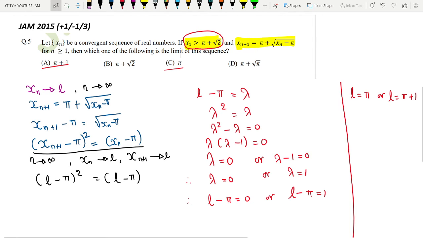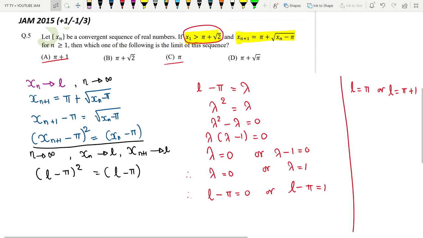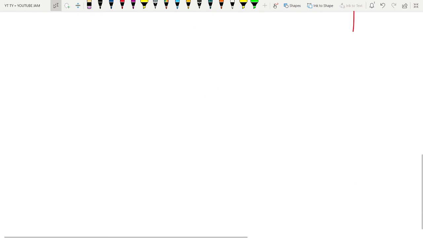So the other information given is that my x1 is greater than pi plus root 2. My x1 is greater than pi plus root 2. So I write root 2 as 2 raised to half, so my x1 minus pi is greater than 2 raised to half.